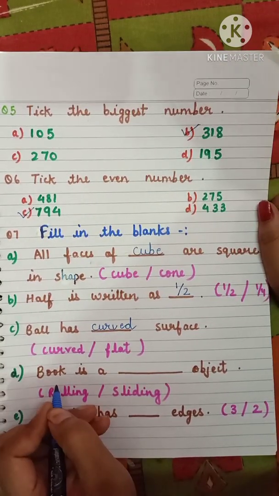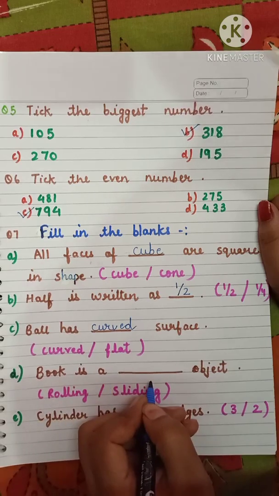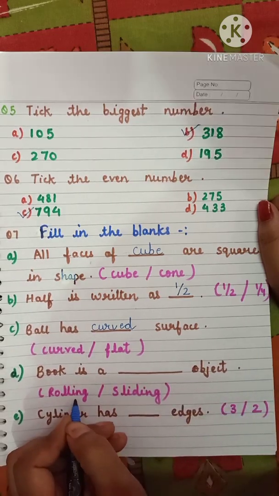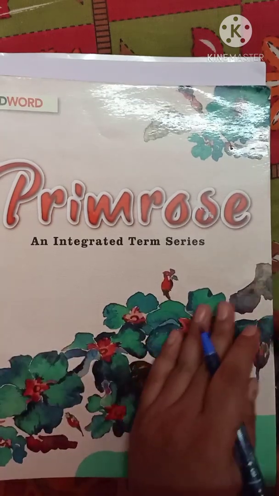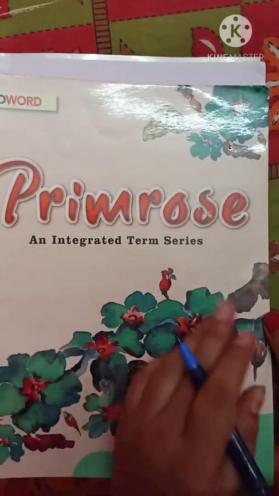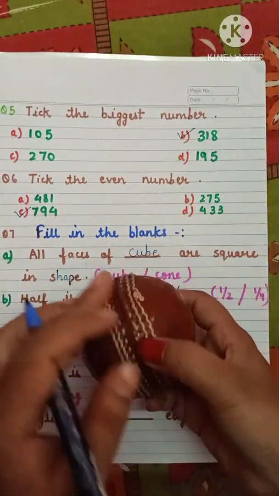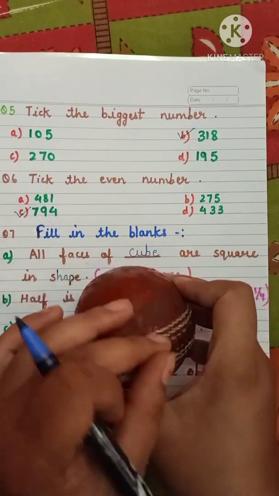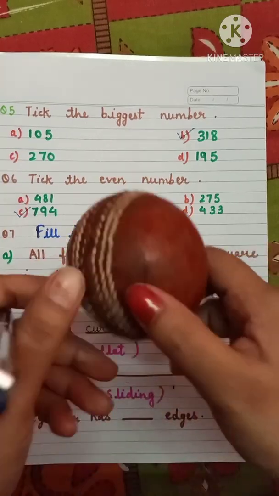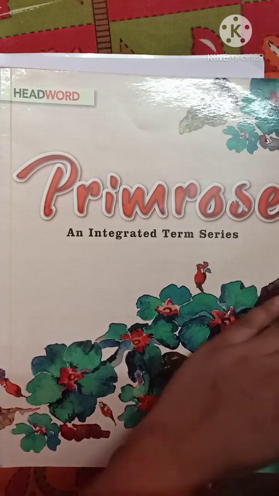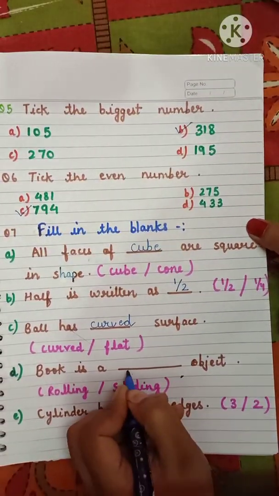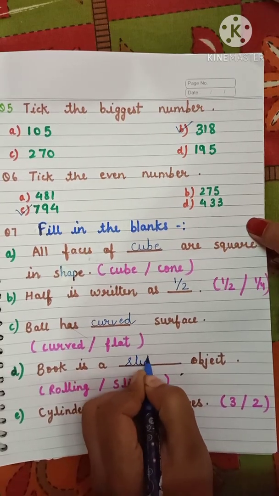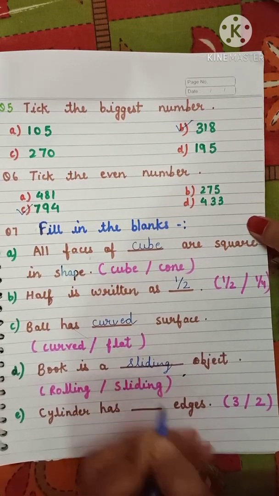D part. Book is a dash object, rolling or sliding. Those objects that have flat surfaces are sliding objects. And those objects that have curved surfaces are rolling objects. A book has a flat surface, so that means a book is a sliding object. Sliding is the answer.